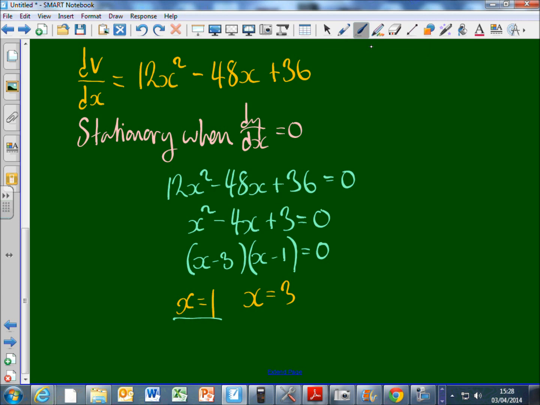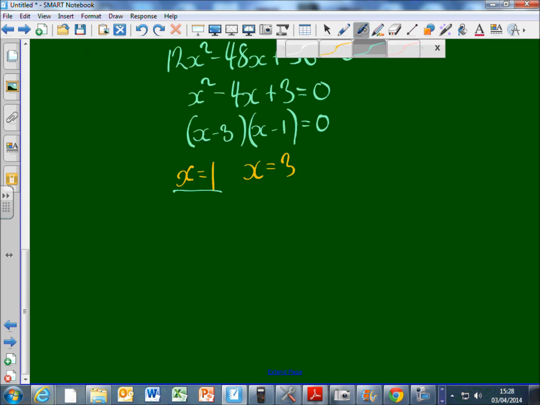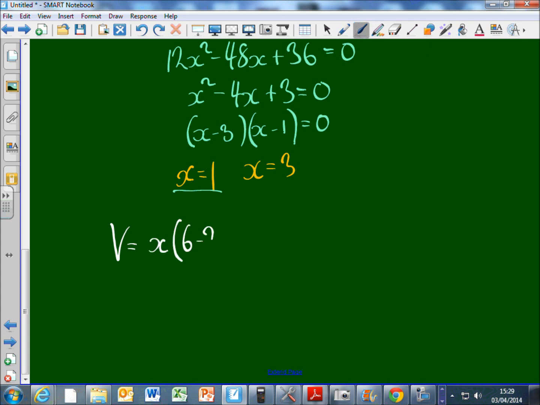But the question was saying, what is the maximum volume? So how would I now find the maximum volume? Sub this value of x in. So should we just quickly do that? We had an expression for the volume, and what was it? It was x times 6 minus 2x times 6 minus 2x.